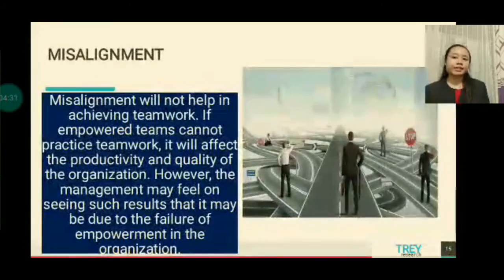And the third is misalignment. Misalignment is one of the problems in the success of empowerment because it will not help in achieving teamwork. However, if the management feels a failure in the organization, it will affect the productivity and the quality of the organization. That is all the barriers to empowerment.